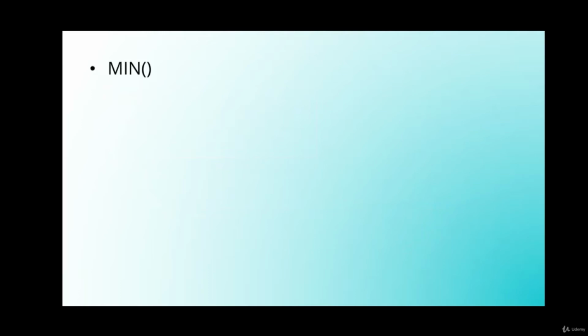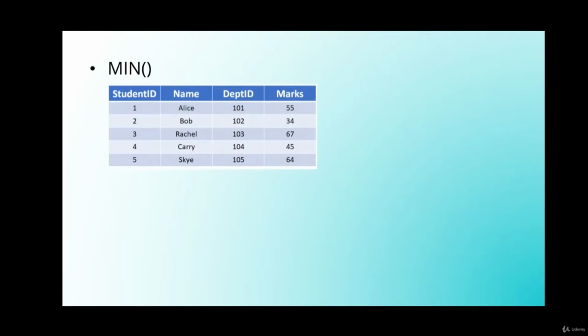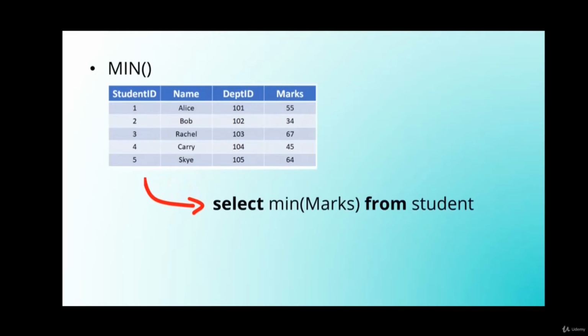The second aggregate function is min. Let's say we want to find the minimum marks that are scored by a student. In that case, we will write the query as select min marks from students. After executing this query, the minimum marks scored by a student will be displayed. In this case, the minimum marks are 34, which are scored by Bob.